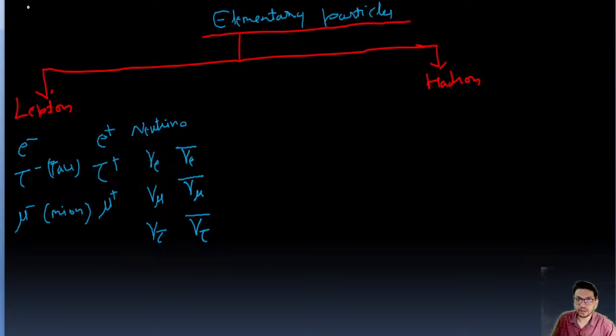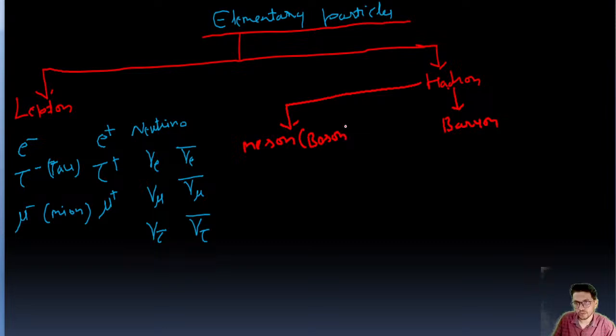Next, the hadron. Hadrons are of two types, guys. Okay, meson and baryon. Mesons are bosons, and baryons are fermions. Okay, so hadrons are categorized into two parts, that is meson and baryon.